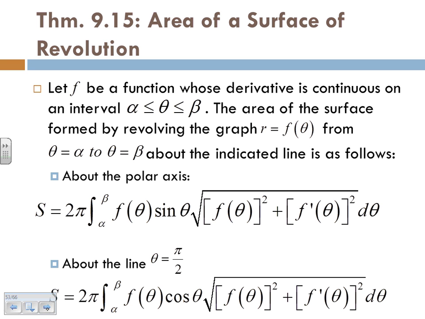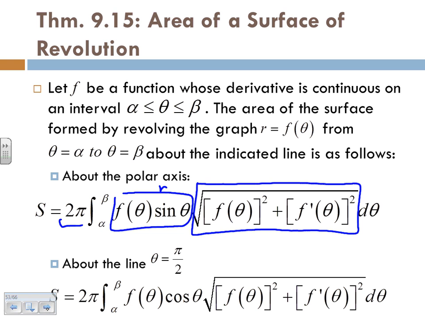Alright, so surface area, you're still going to have your 2 pi r arc length, just like before. So we have our 2 pi, this whole thing is your r, and then you have your arc length, right? Now it gets a little bit more complicated with polar. They're going to tell you about the polar axis. So they're just meaning about this axis right here, 0.